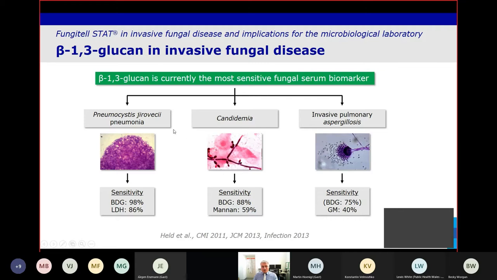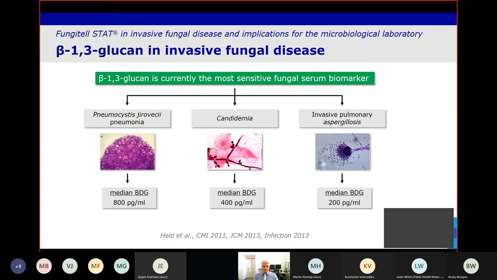What is true for PCP and candidemia is, in my opinion, also true for invasive pulmonary aspergillosis, where the sensitivity of BDG is between 70 and 80%, and the galactomannan sensitivity from serum, not from BAL, is significantly lower. So what is the reason for this?